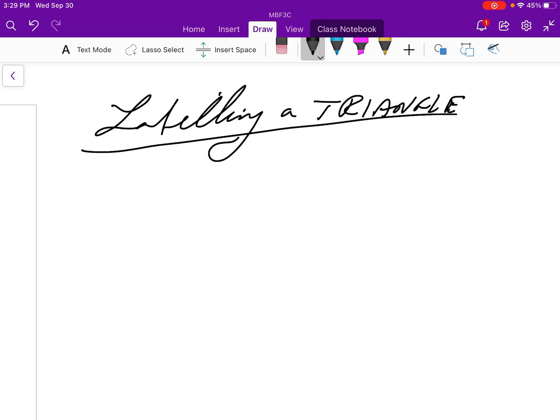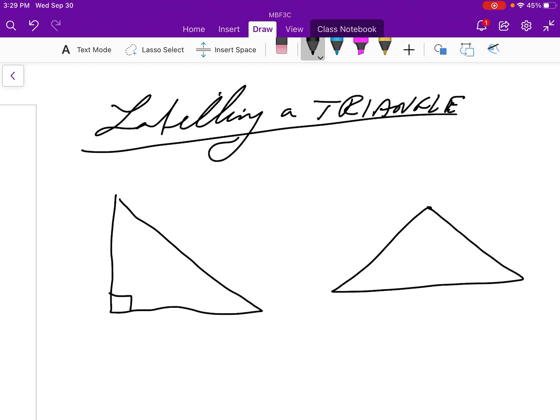So now we're getting into specific triangle use, and that's where we're going to be staying for the rest of this part of the unit over the next few days. What I want to start with is how do we label a triangle? Let's start with two different types of triangles: a right angle triangle and a non-right angle triangle.